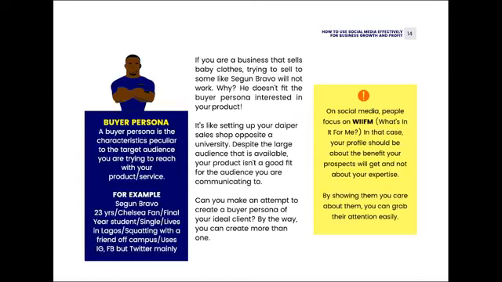I'm going to give an example here of a buyer persona, just like you see in this image that I'm mousing over. I don't know if you can see it. This image is of Segun Bravo, a name I made up. So Segun Bravo is 23 years old. He's a Chelsea fan.